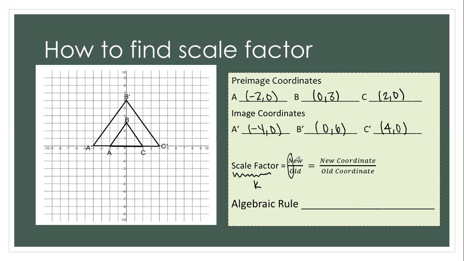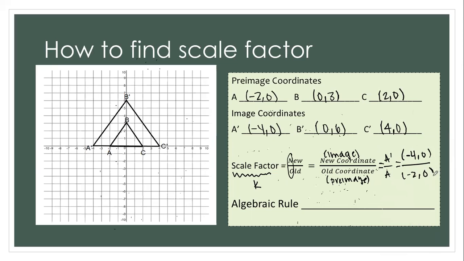So we need to take a coordinate from our new figure, which is the image, and we need to take a corresponding coordinate from our pre-image and set them on top of each other. So let's just do A prime over A. Pay attention to this part, because once we get this, the rest is going to be easy. A prime is at -4, 0. A is at -2, 0.